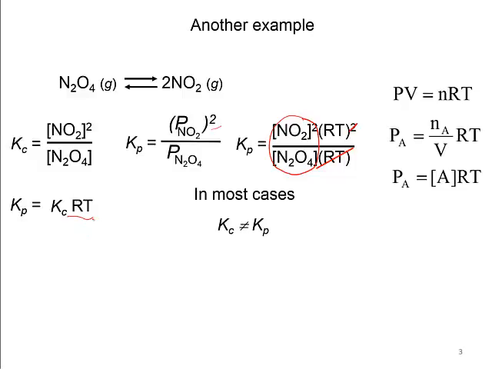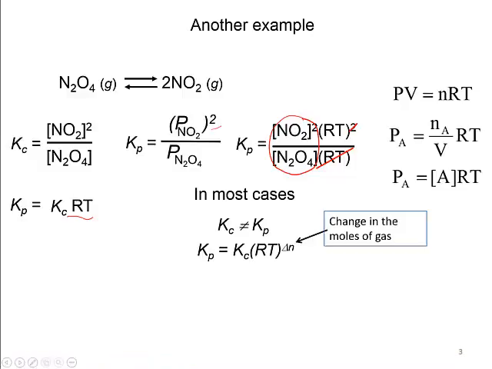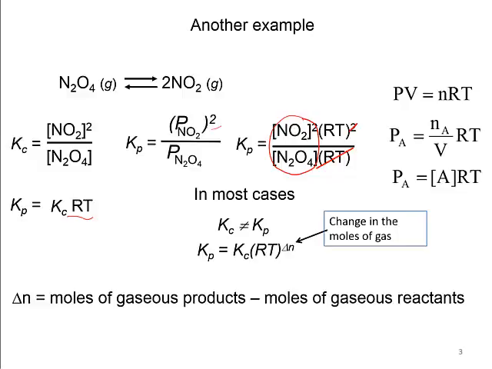of RT. The general form of the relationship between Kp and Kc is that Kp equals Kc times RT raised to a power that depends on the number of moles of gas, and so delta N is the change in the number of moles of gas. So delta N is the number of moles of gas that you have as a product minus the number of moles of gas you started with as reactants.